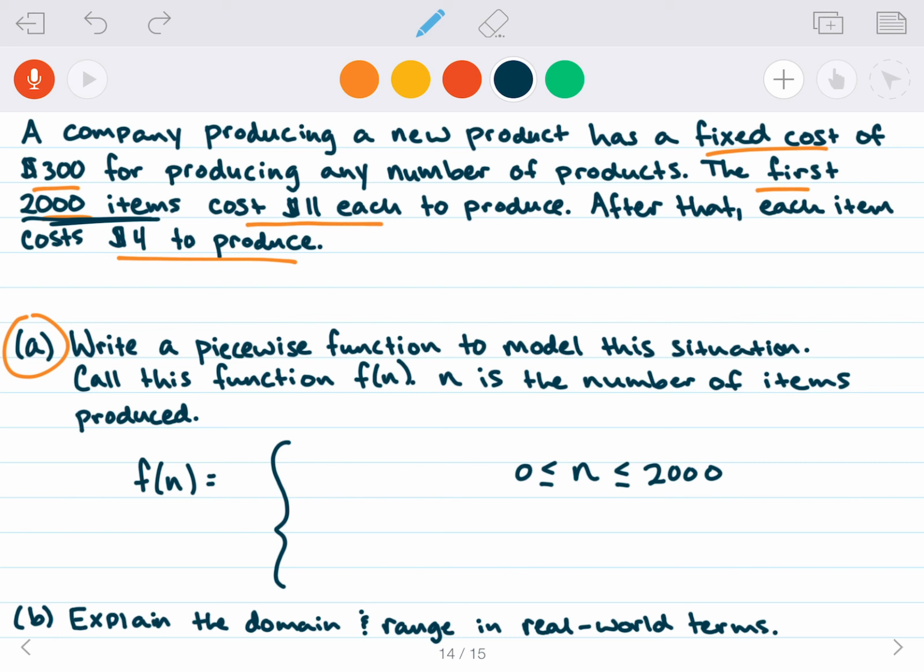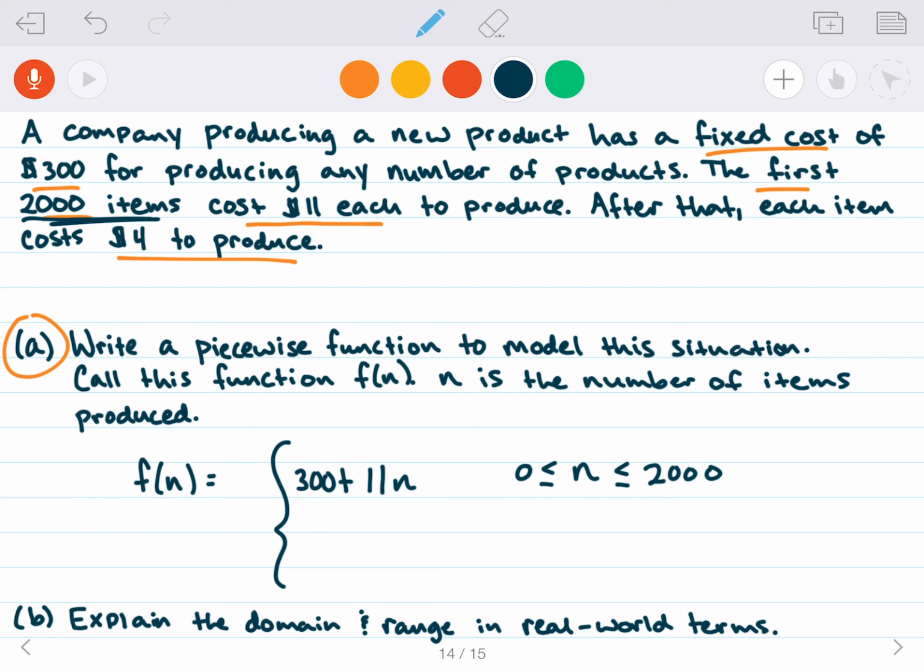So for this first situation, what kind of function can model this? Well, since they have a fixed cost of $300, we're going to have 300 plus the cost per item. So the cost per item is going to be $11, right? So this is going to be 11 times n. So if we produce 0 items, it's going to be 300 plus 11 times 0, 1 item, 300 plus 11 times 1, etc., etc. And this can go on all the way until 2,000 items. But at 2,000 items, something changes, right?